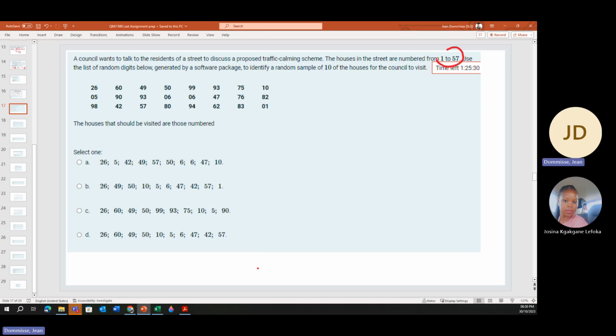Okay, so houses are numbered from 1 to 57. So you can only have numbers 1 to 57 in your answer set. So let's just check if that number is possible. So that is definitely not possible. So I would not have picked that one. Probably B.